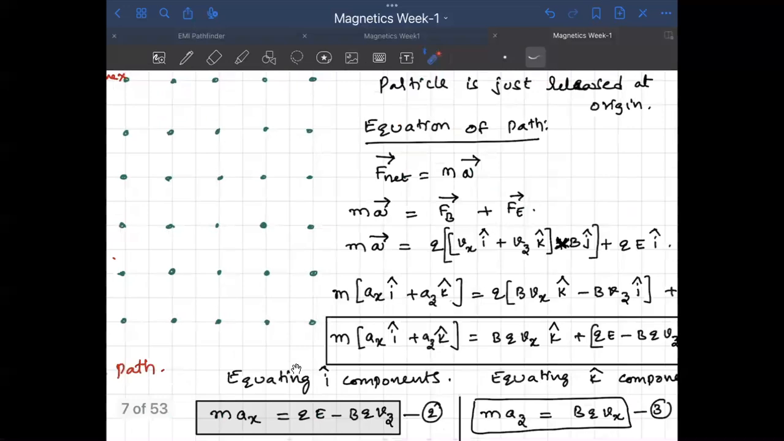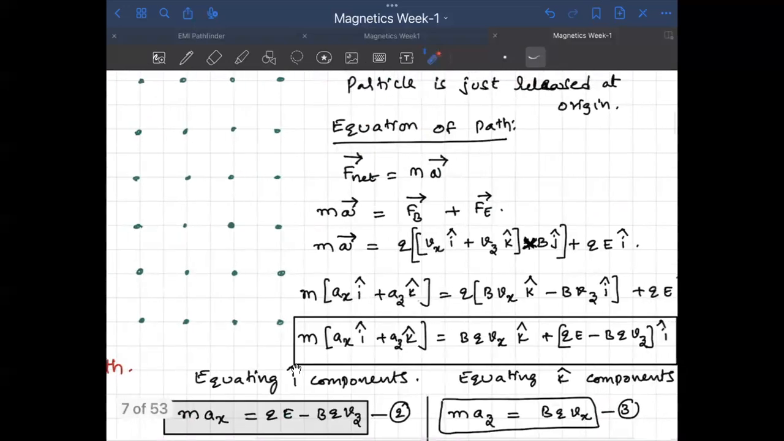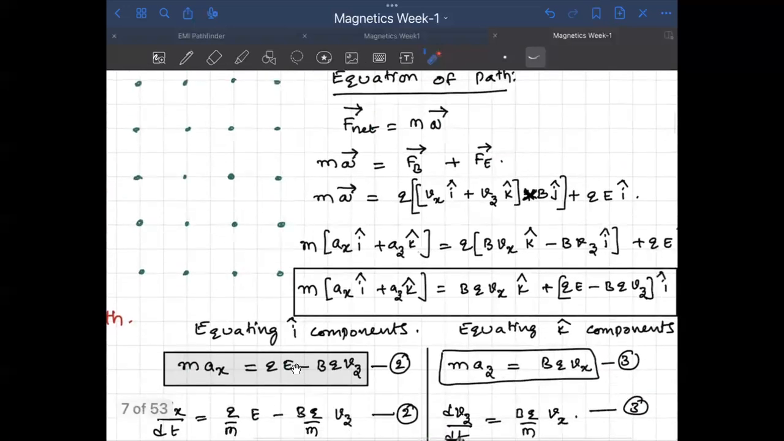Therefore, Bj cap plus QE I cap. Agreed? Everyone, just put your focus on this point. Agreed? Boys and girls, pakka. Now you do the cross product. I cap cross J cap is K cap. K cap cross J cap is minus I cap.